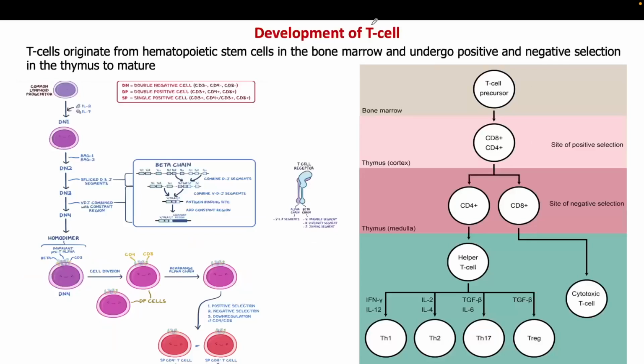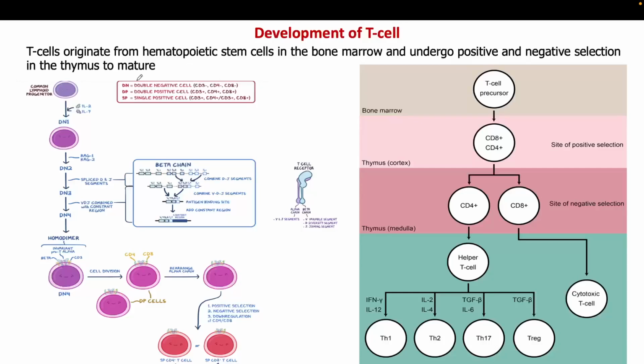Now the development of T cell we will see. In the case of T cell, this T cell originates from the hematopoietic stem cell in the bone marrow, and undergoes positive and negative selection in the thymus to mature. Unlike the B cell, where both the development as well as the maturation take place in the bone marrow itself.